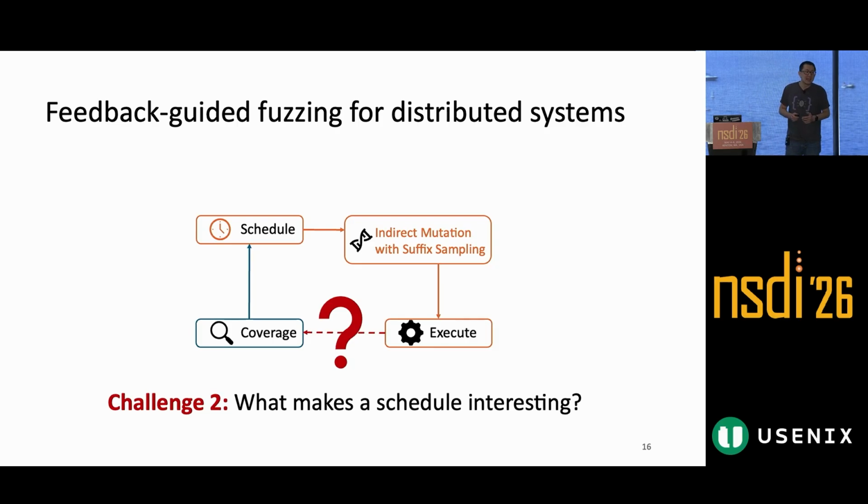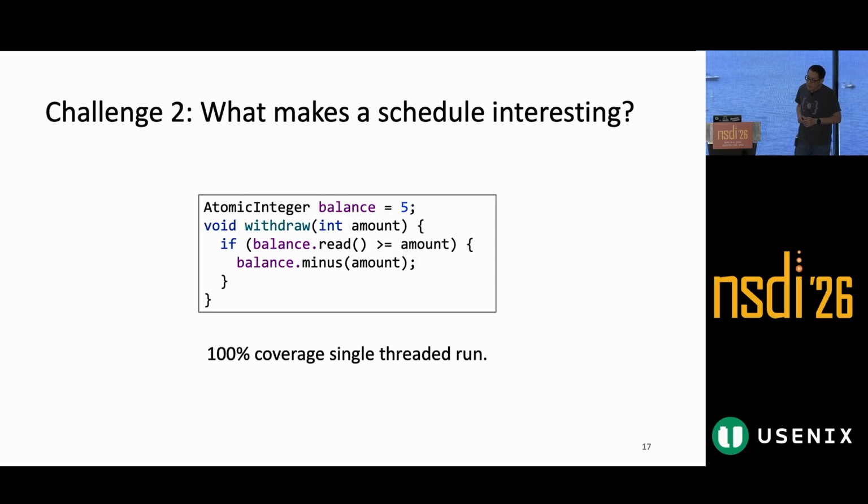Let's talk about the second challenge. What makes a schedule interesting? Going back to traditional programs, we use code coverage. And in this program, there's actually an atomicity violation bug. But if we just test this program in a single-threaded environment, we can already achieve 100% line coverage, but we can never trigger the bug.